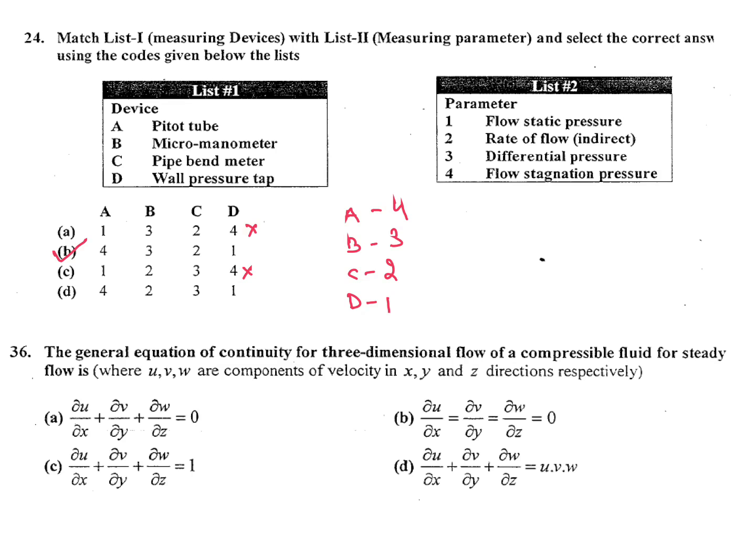Next question. The general equation of continuity for 3-dimensional flow of a compressible fluid for steady flow, where u, v, w are components of velocity in x, y and z direction respectively. This one I already discussed in my previous video, you can check it. So for the general equation of continuity for a compressible and steady fluid, the time term will be 0 and the rho term will be 0. So del u by del x plus del v by del y plus del w by del z equals 0. A is our answer. That is the 3-dimensional flow continuity equation for steady and compressible fluids.